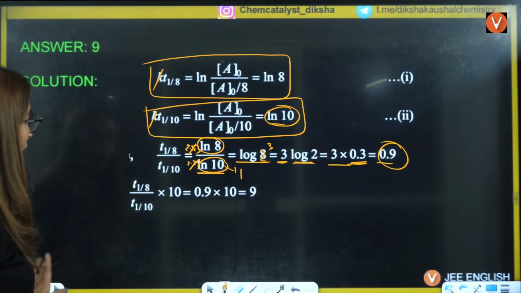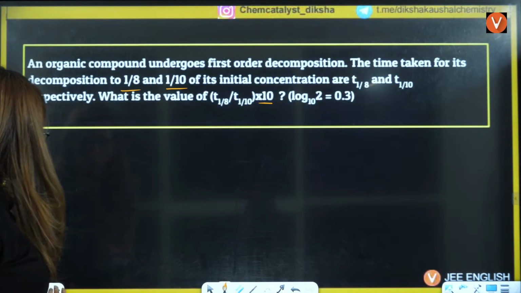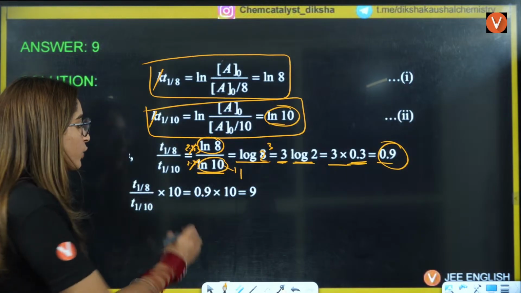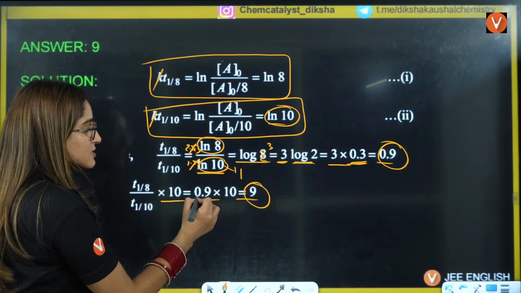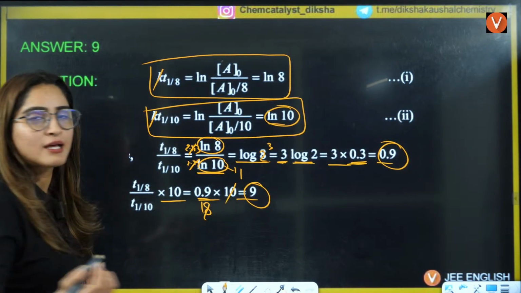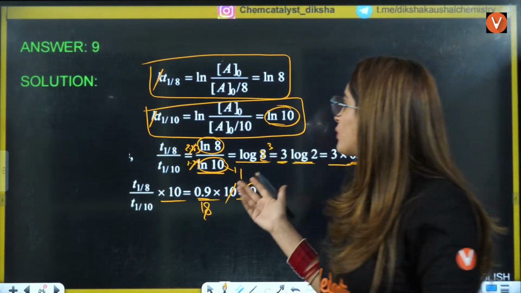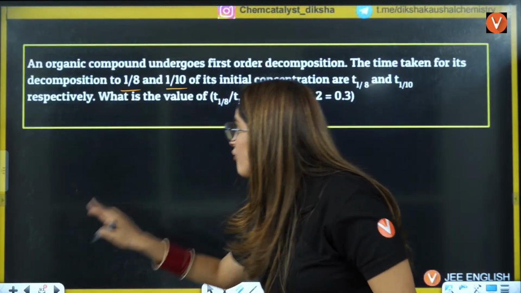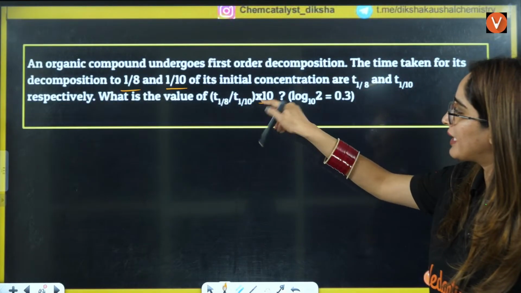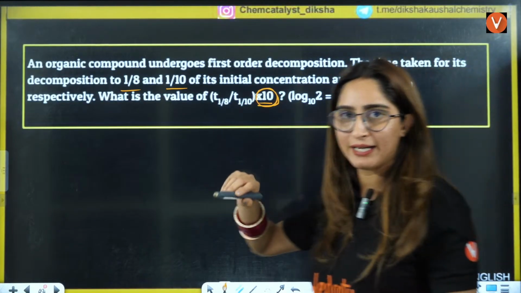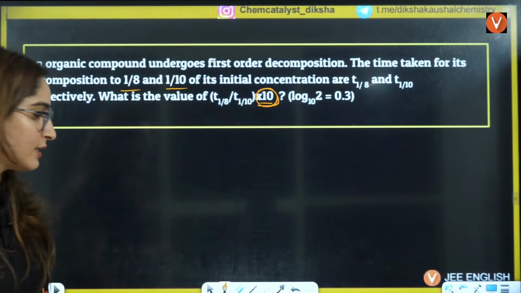Now they are saying you have to multiply it by 10. So you multiply that by 10, you will get 9 as the answer. 9 will be the correct answer. Sometimes, like in the hurry, what we see is T of 1 by 8 divided by T of 1 by 10. But they have asked you to multiply it by 10. So you have to multiply it by 10. Right? Okay.